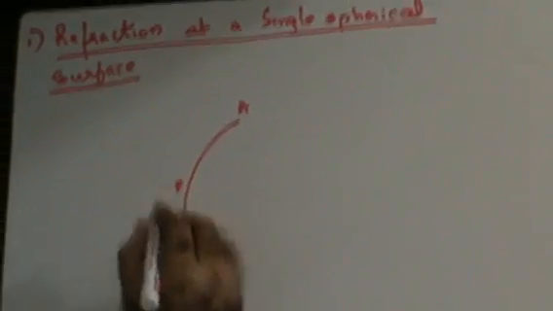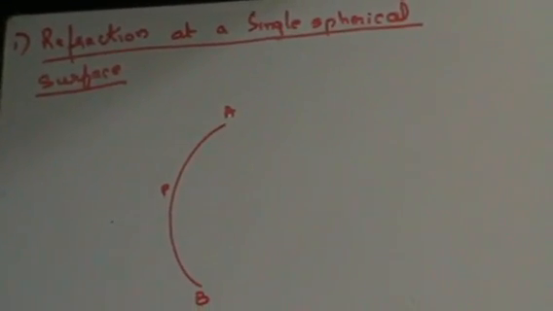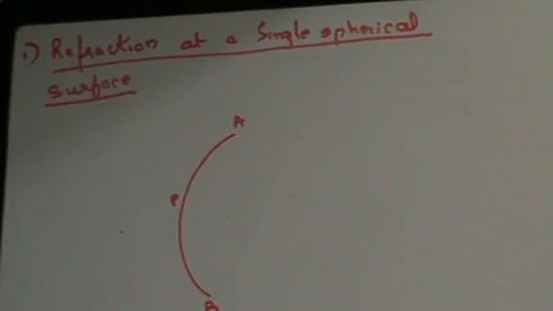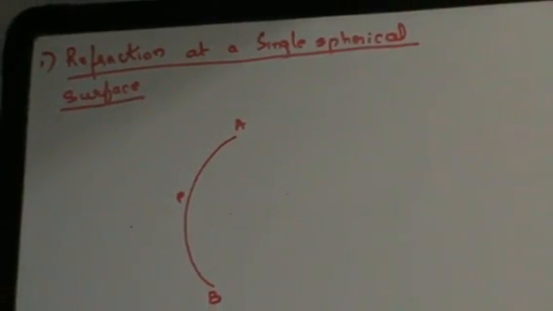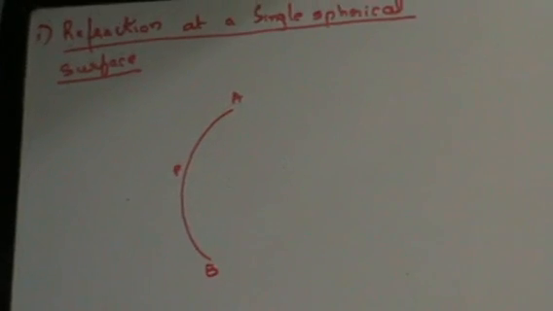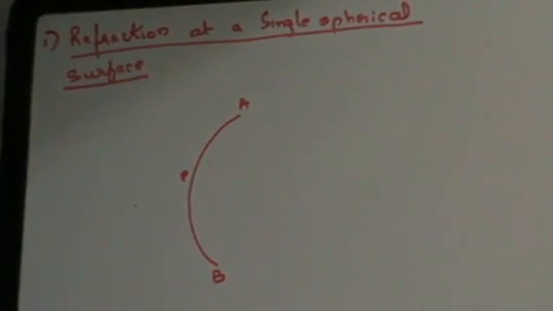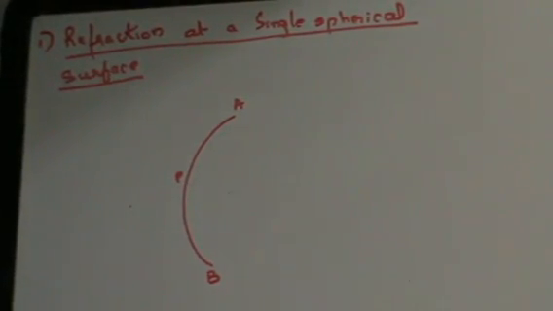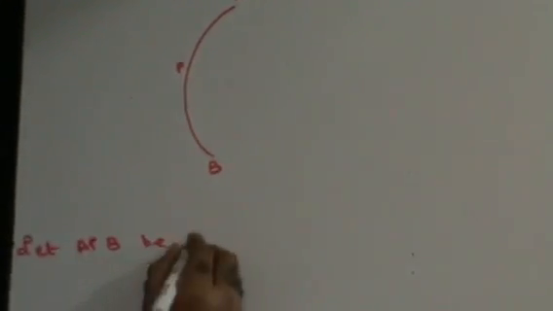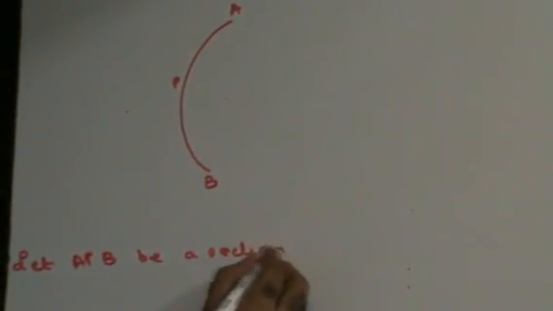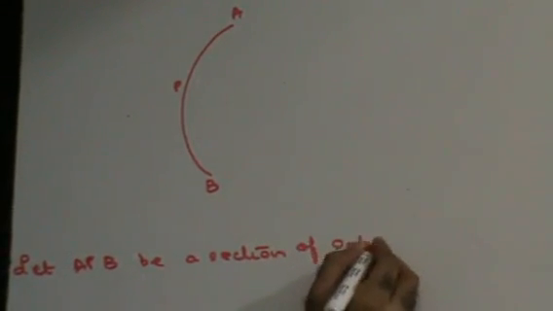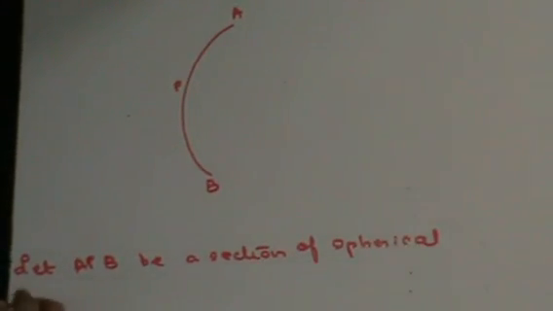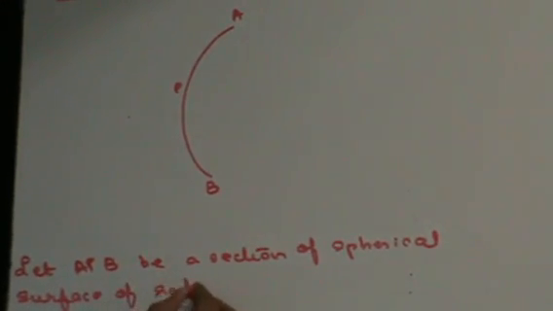Let's consider a section of the spherical surface A, P, B. Let APB be a section of a spherical surface of radius of curvature R.